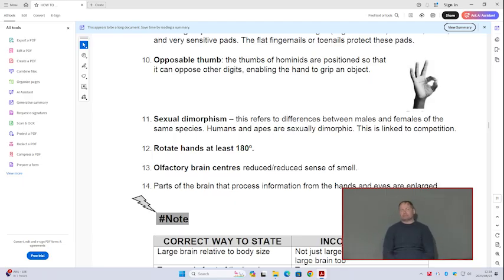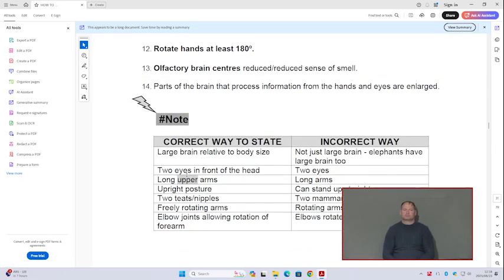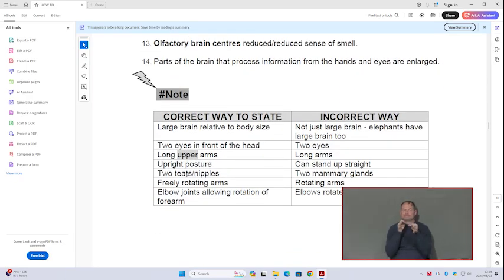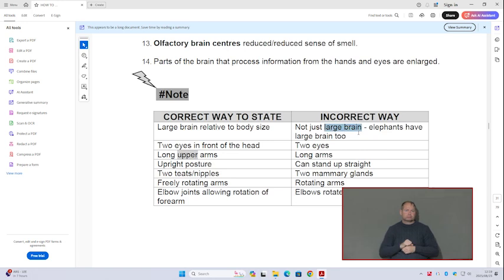And please, ladies and gentlemen, know all 14 of them, because questions are very specific when it comes to the characteristics that we share. You will see when we do the questions. Now, as I was going through the characteristics, I was showing you the correct way of stating them. Now, this one of the large brain, it's important that you must write it as large brain relative to body size. The incorrect way is just writing large brain.